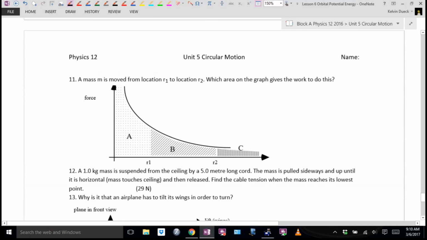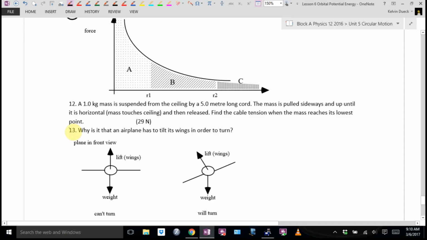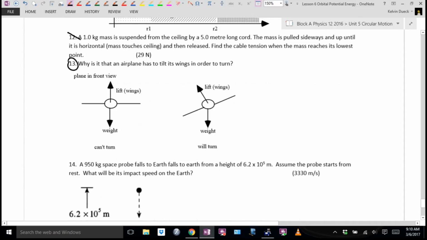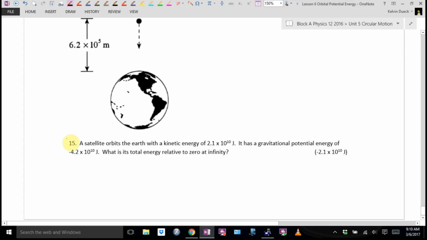10 is good. 11 is good. Skip 12. 13 is good. 14. 15.